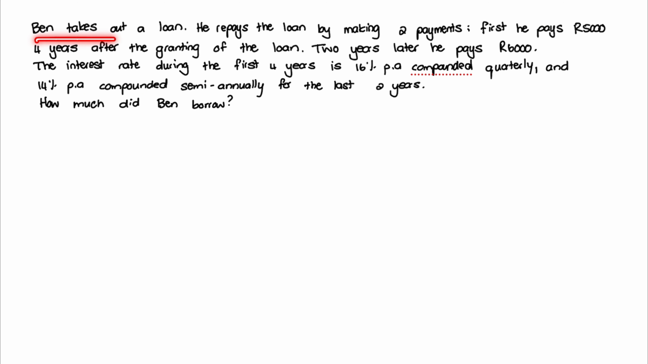Ben takes out a loan. He repays the loan by making two payments. First, he pays 5,000 Rand 4 years after the granting of the loan. 2 years later, he pays 6,000 Rand. The interest rate during the first 4 years is 16% per annum compounded quarterly and 14% per annum compounded semi-annually for the last 2 years. How much did Ben borrow?